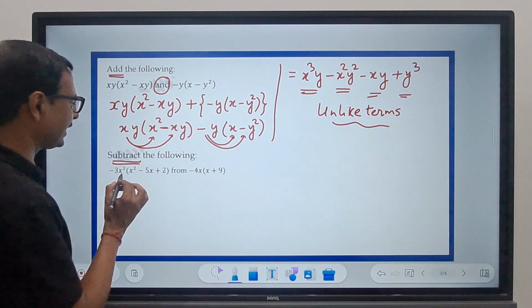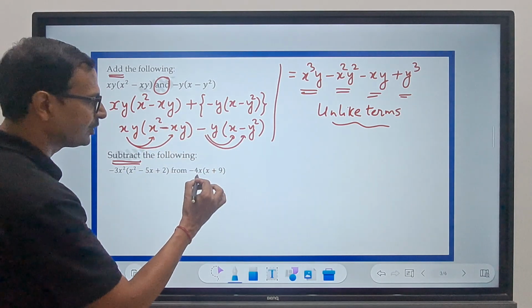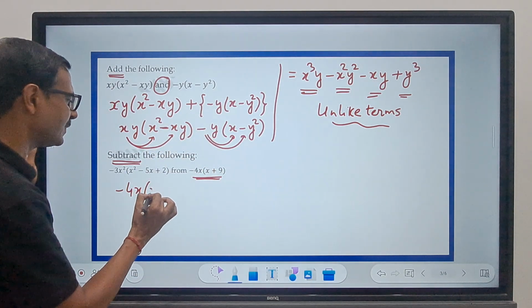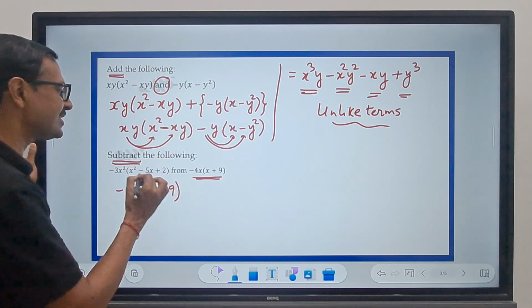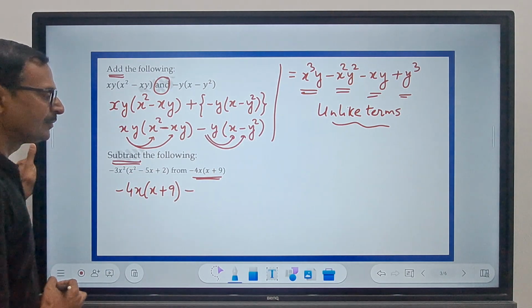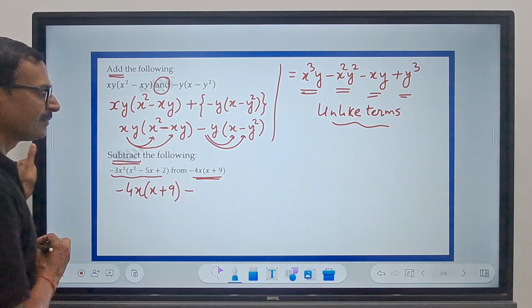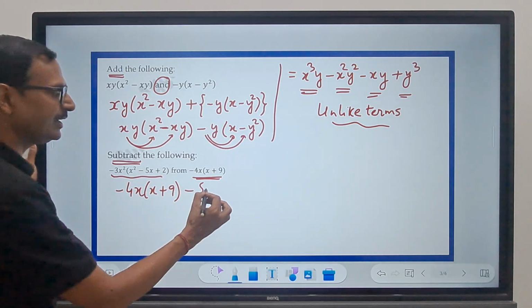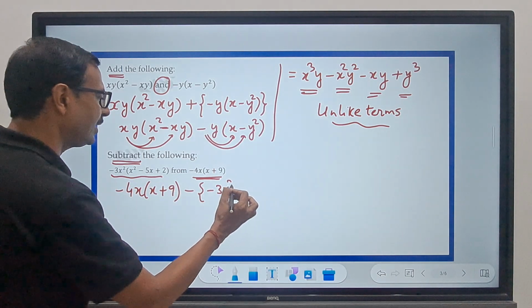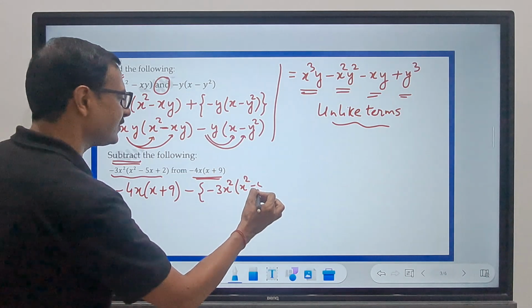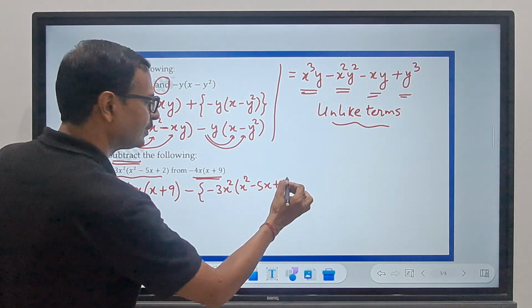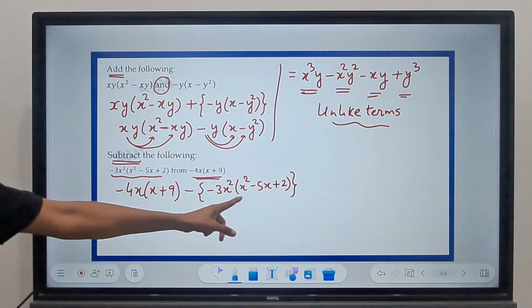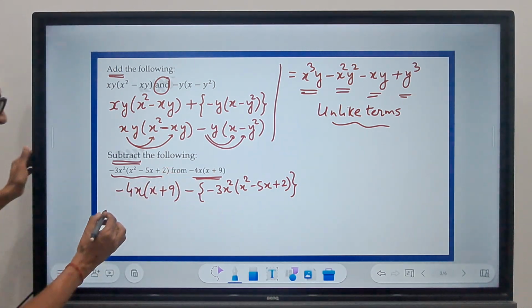So when you are subtracting this from this, you will be writing this first. So minus 4x, x plus 9, and now since we are subtracting, we have to put a minus, and now I will write this. I have to use a curly bracket again because we have a negative sign here. Negative 3x squared times x square minus 5x plus 2, and the curly bracket closed. So the use of curly brackets. And now let's remove the curly bracket.